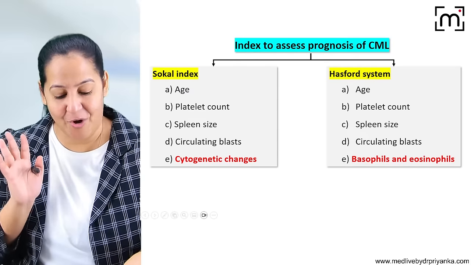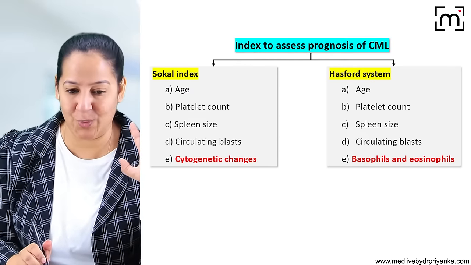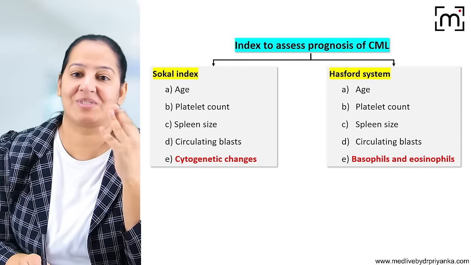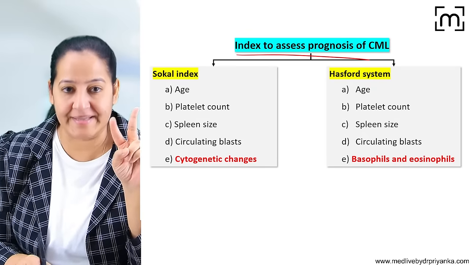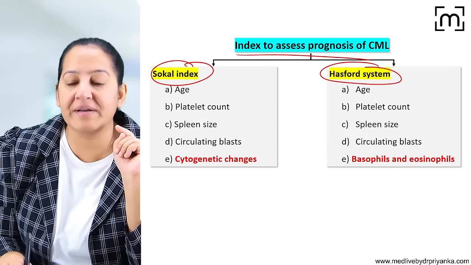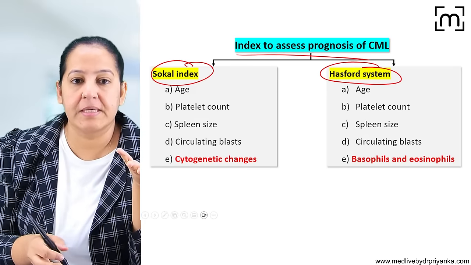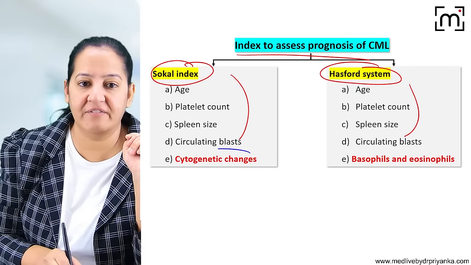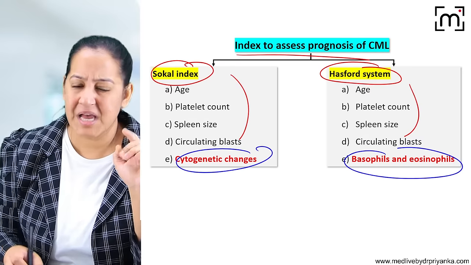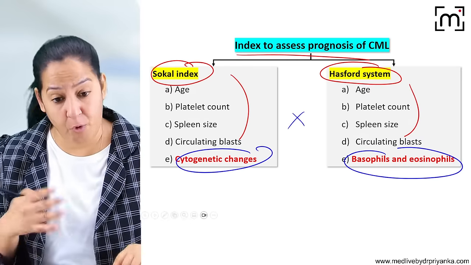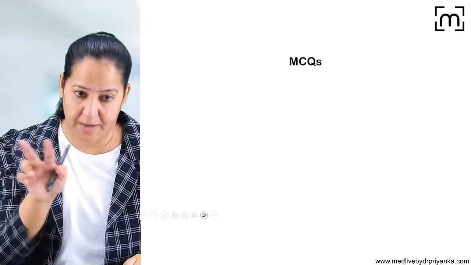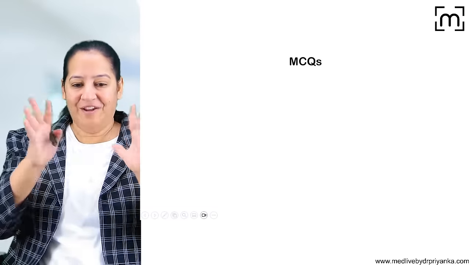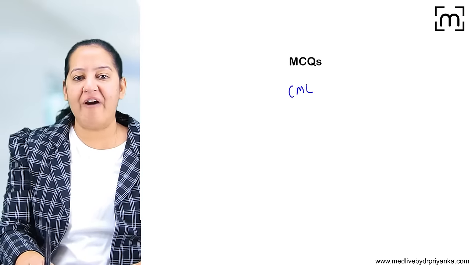And finally, the prognostic factors. I'm coming to your doubts, wait. So finally, coming to the prognostic factors of CML. We have two indices, Sokal index and HAS4 index, to see the prognosis. In them, four things are common. Don't learn them. The fifth criterion is different. Here we see the cytogenetics. Here we see the basophils. Basically, you don't get many MCQs on the prognosis of CML, but you have to read the two types of systems. We are done. How many of you got it? I'm done with CML. I taught you everything about CML.